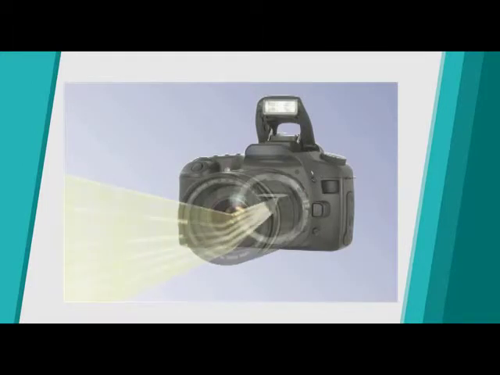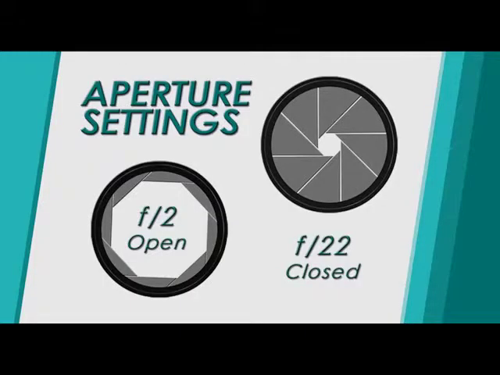The aperture is the opening in your lens. It controls the amount of light that passes through the lens to the image sensor. The size of the aperture can be changed from very small to very large. The size of the opening is expressed on your camera as a number, or f-stop. In other words, the aperture is the opening in the lens and the f-stop is the setting on the camera that controls the size of that opening.